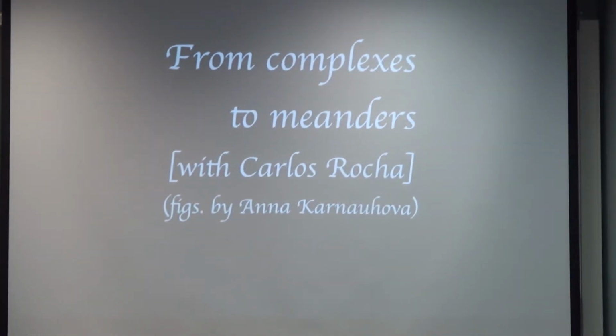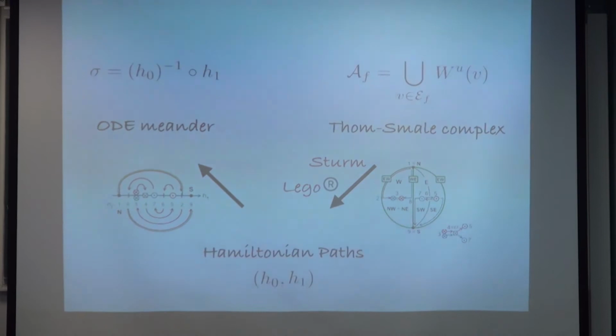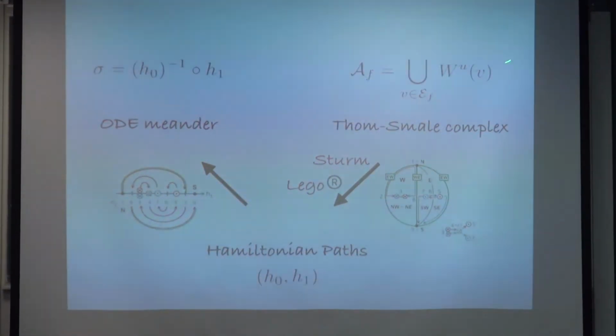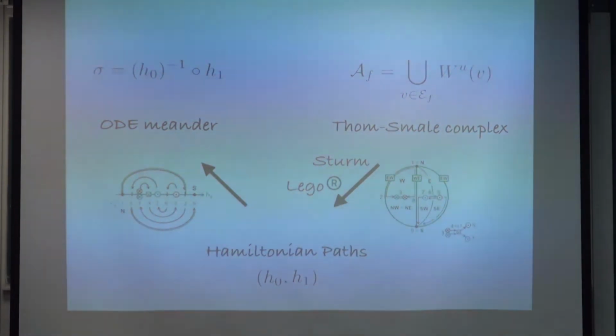So, from complexes to meanders. Figures are by Anna Karnauhova. Let me talk for a moment about this object, this global attractor. I said this consists of unstable manifolds.